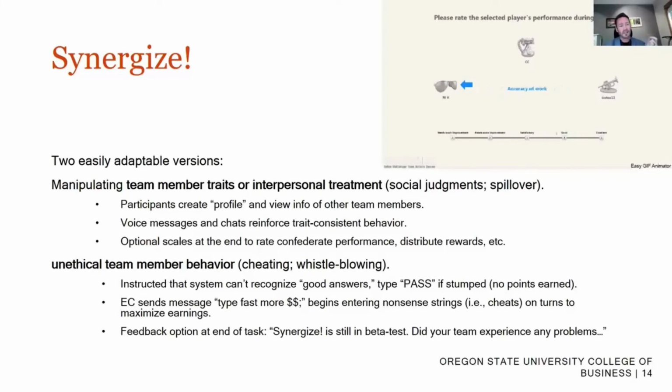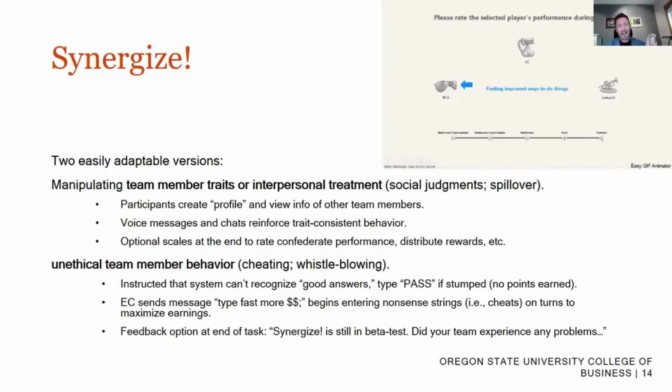Now, one of the electronic confederates sends a message, "type fast, more money," and then instead of giving good creative uses or entering the word pass, just enters nonsense strings, just types very, very quickly to maximize the team's earnings. At this point, this allows you to look at whether the participant will engage in whistleblowing behavior at the end of the task. Will they engage in cheating? Will they enable the cheater by passing to them? Do they try to censor the cheater in any sort of way? So it's kind of a platform for behavioral ethics researchers.